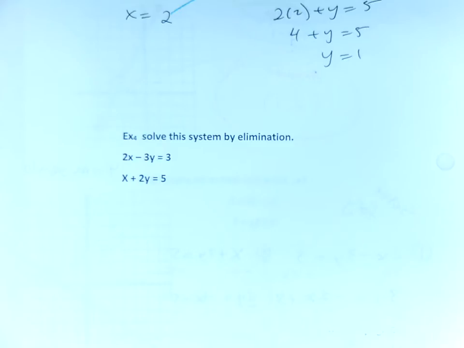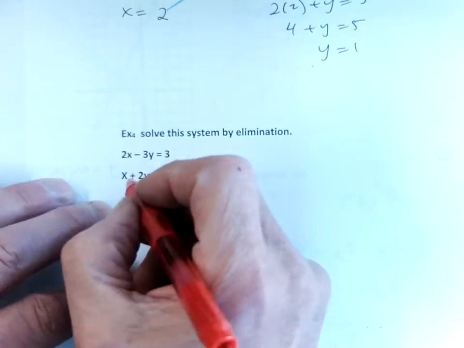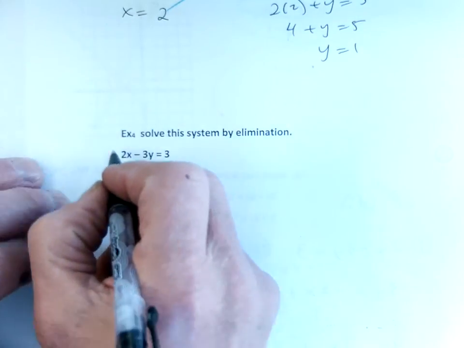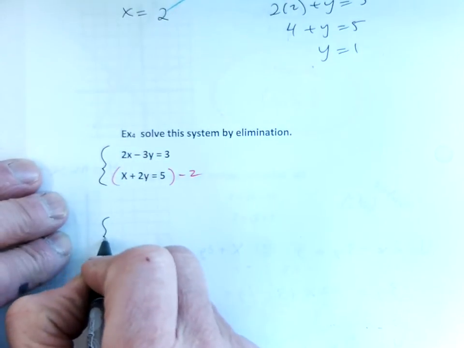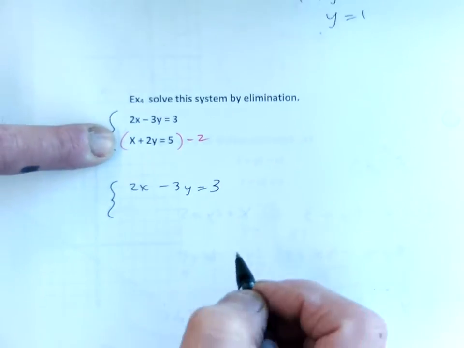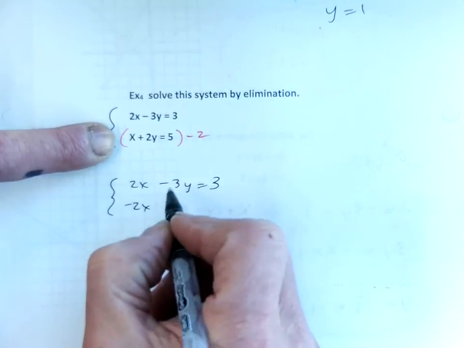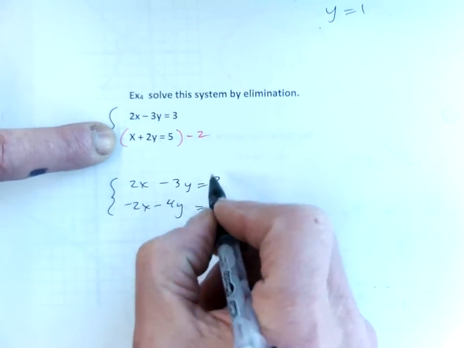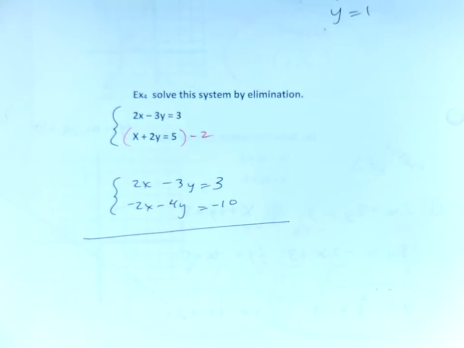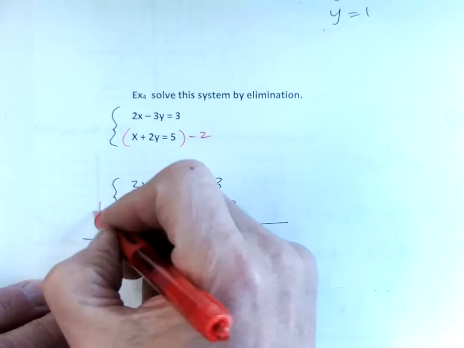So I'm going to multiply. I want them to eliminate. If I multiply the second equation by negative 2, I'm going to rewrite both equations. 2x minus 3y equals 3. And now I need a negative 2x, a negative 4y equals negative 10. And they will eliminate now, won't they? So the trick is to make them opposites, either the x's or the y's, and then when I add them, something should eliminate, okay?